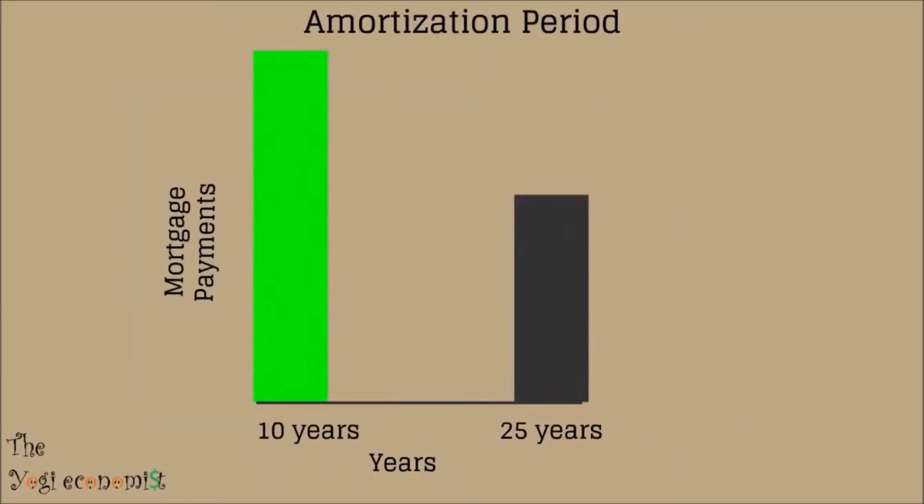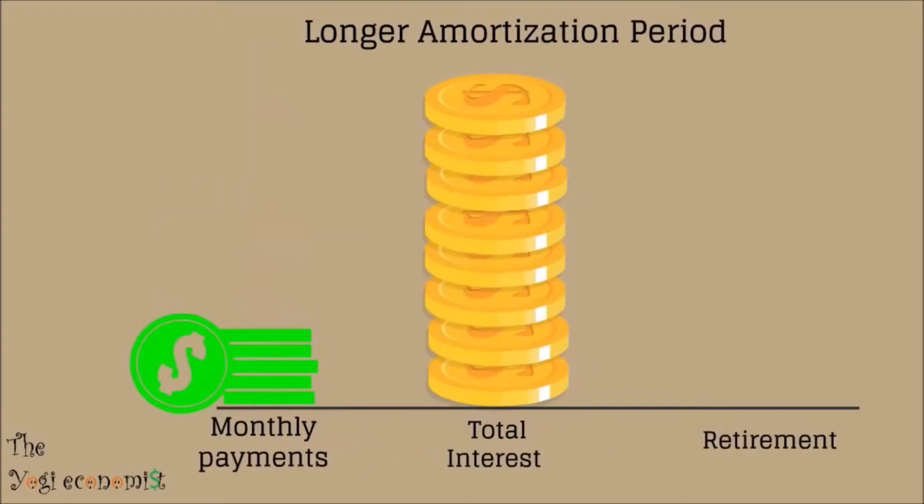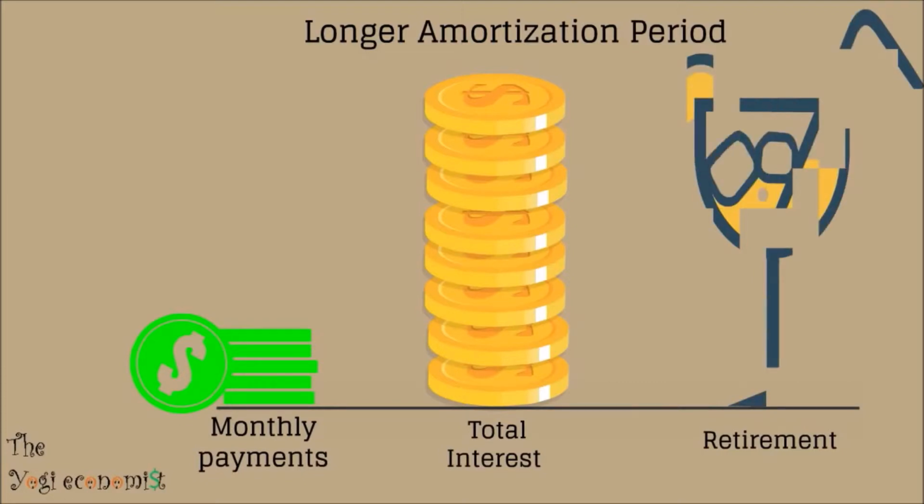Longer amortization period will have smaller mortgage payments. Shorter amortization period will have higher mortgage payments. Longer amortization period has smaller monthly payments. But, the interest paid for the entire period will be higher. This might slow your retirement plans.